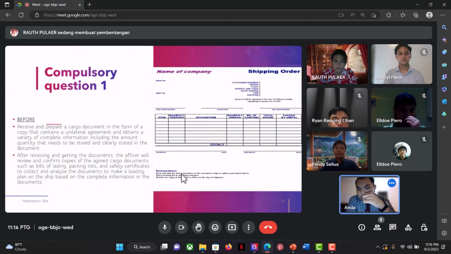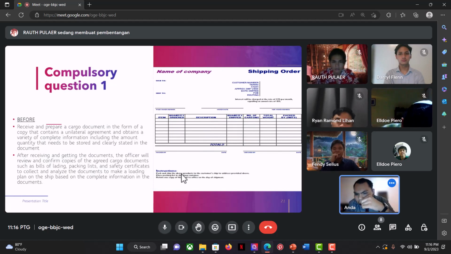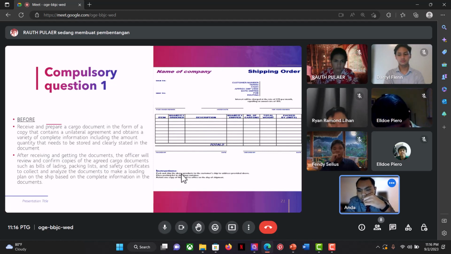As you can see, for the part before, first is to retrieve and prepare a cargo document in the form of a copy that contains a unilateral agreement and obtains a variety of complete information, including the amount and quantity that needs to be stored, clearly stated in the documents.